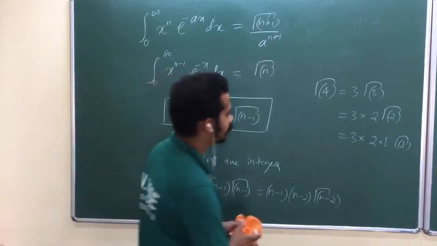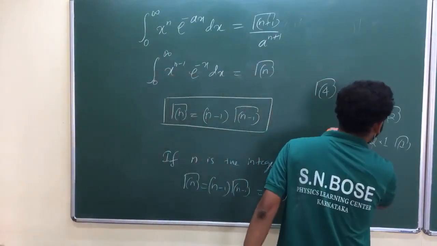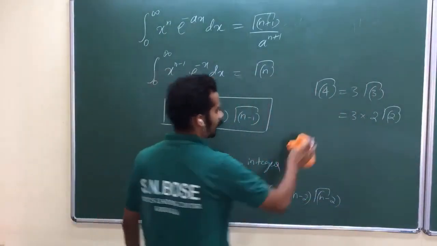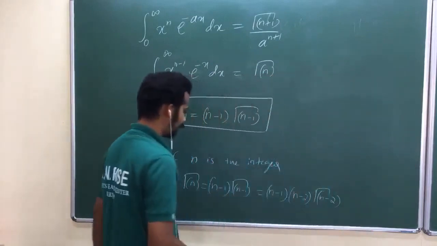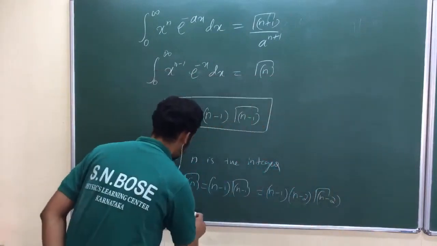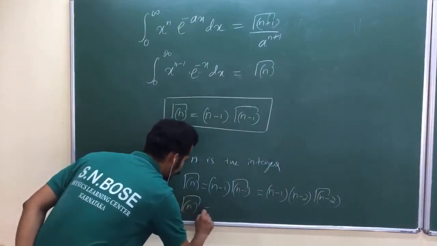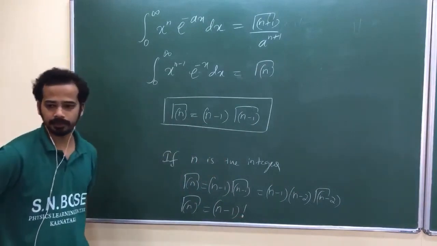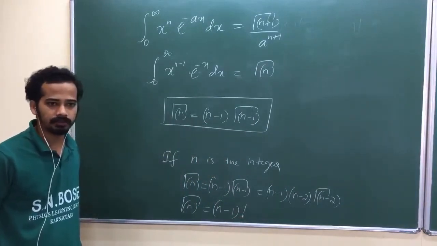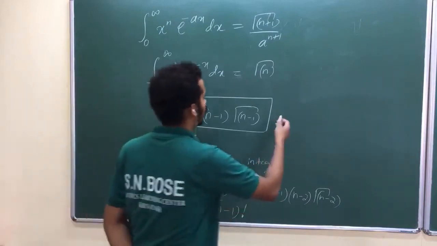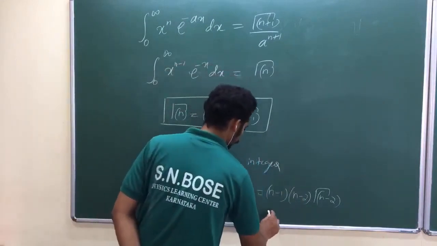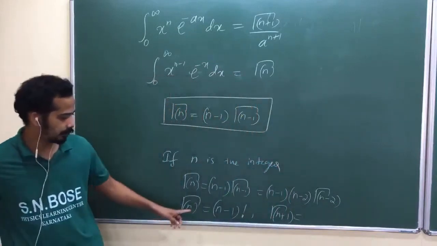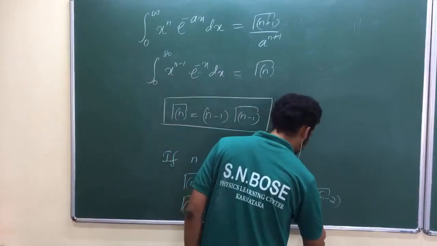So like that you can just proceed here. And you can write the formula: if n is a positive integer, gamma of n is equal to (n minus 1) factorial. So in turn, gamma of n plus 1, with n replaced by n plus 1, is equal to n factorial.